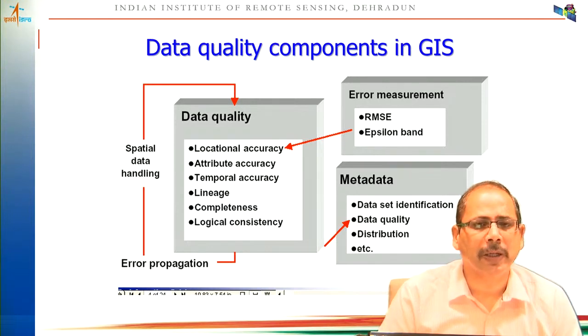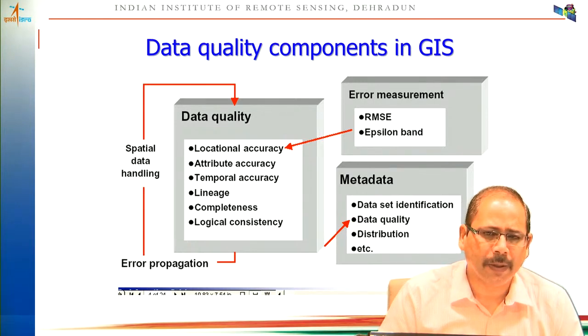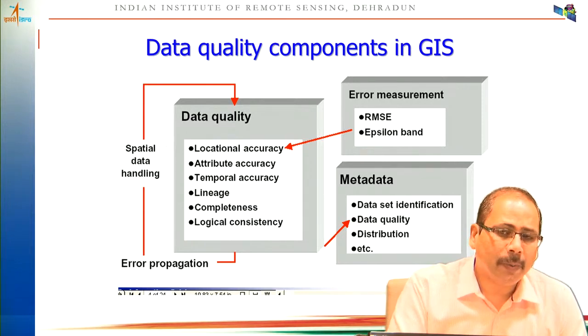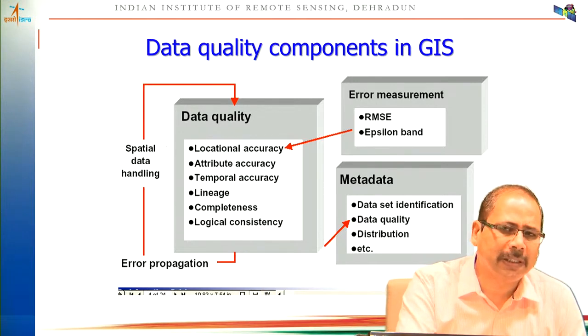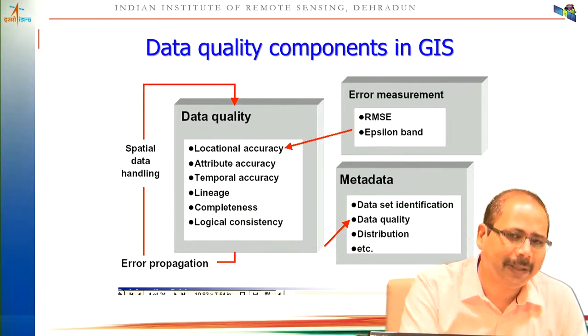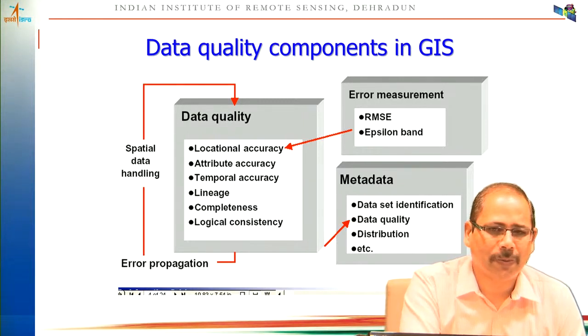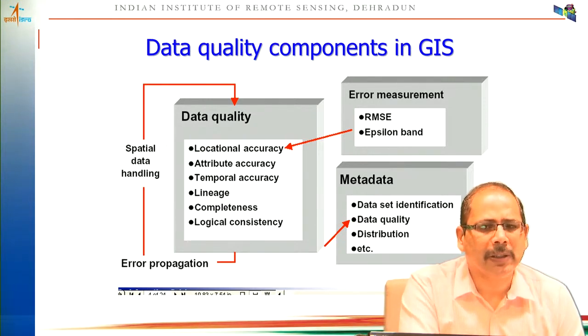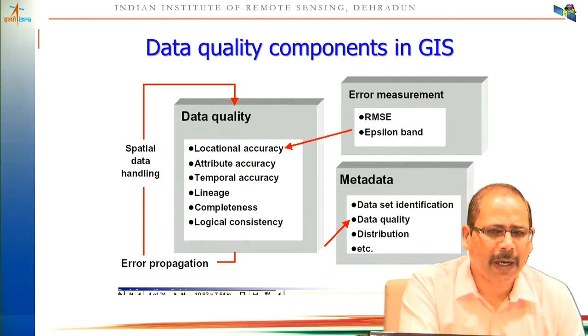So for example, suppose today you are creating a land use land cover map, in 2020. If you are not putting a timestamp on this data, then maybe after 10 years your data will not have any use. I will give you an example here. Suppose I have one land use land cover map of India, and this map was created in the year 2000, maybe. But I am trying to use this data in 2020, that means after 20 years.